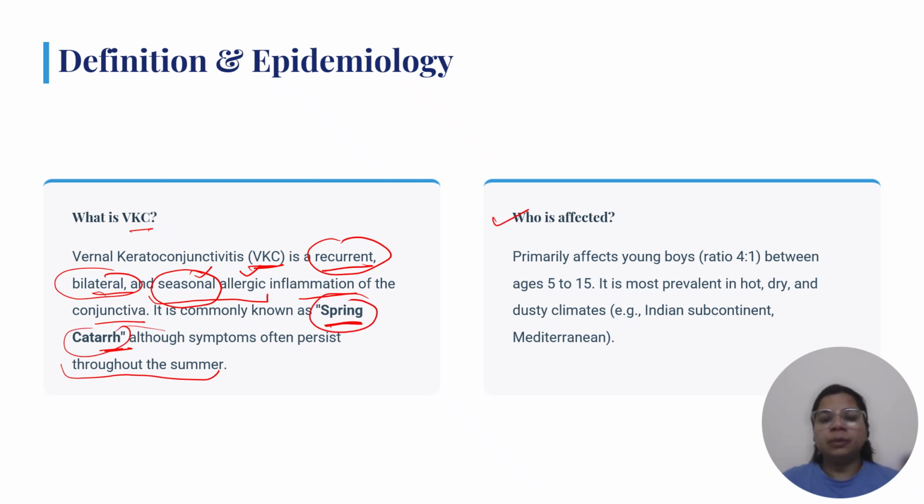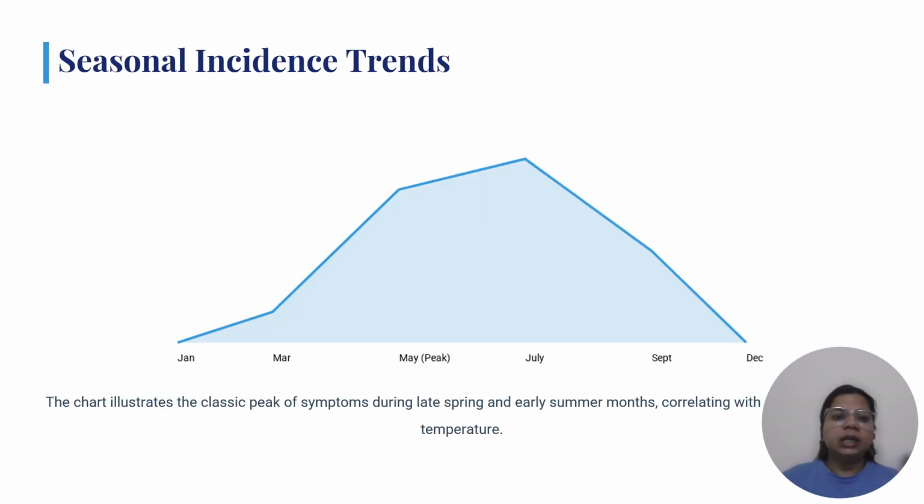Who is affected? Primarily, it affects young boys in a ratio of 4:1 between the ages of 5 to 15 years, and it is more prevalent in hot, dry, and dusty climates. Next, the seasonal incidence trends. The chart illustrates the classical peak of symptoms during the late spring and early summer months, correlating with the changes in temperature. Mainly the peak is during July, starting from May.